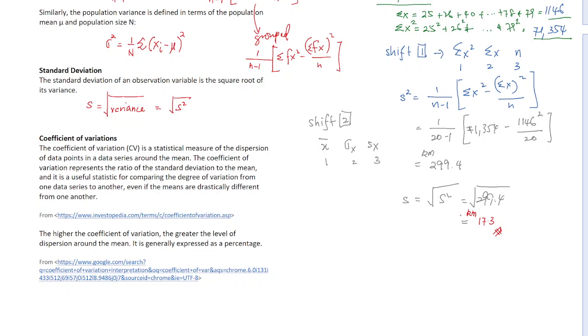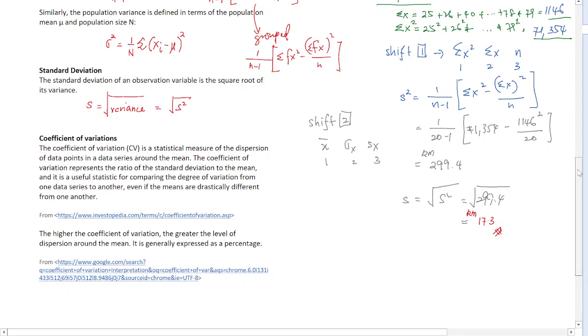Okay, so that is for the ungrouped data. So itu adalah untuk ungrouped data. So just now saya katakan kenapa nilai yang kecil lebih konsisten. Just look at this comparison.